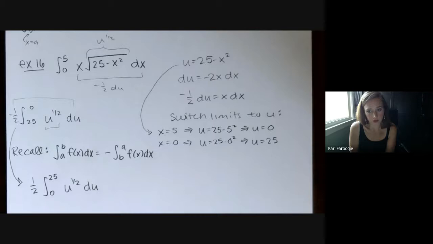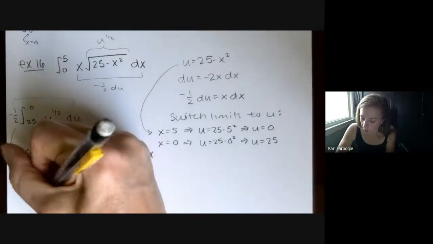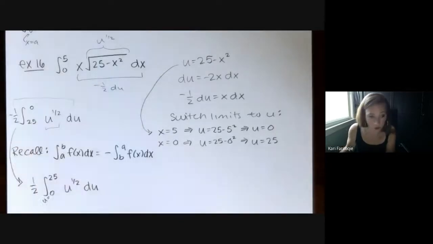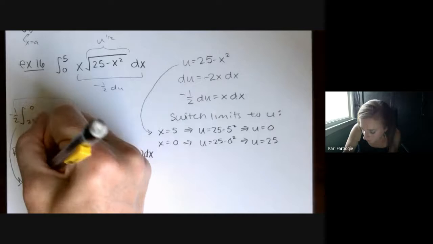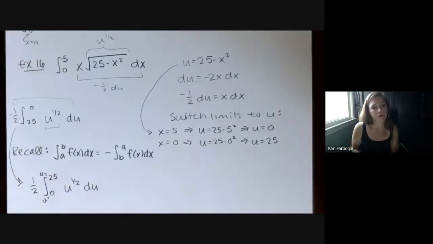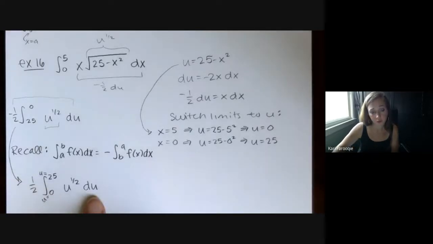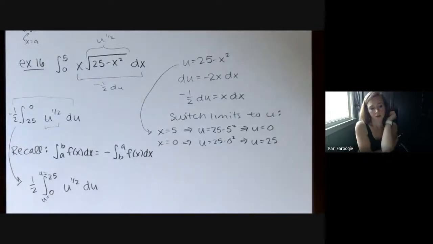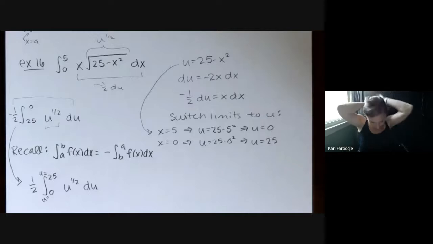Before I do that, are there any questions? And by the way, if it helps you, you can write u equals 0 and u equals 25 in your upper and lower limits. And if you do that, it might help you to understand that you're not supposed to back substitute. And in a minute, you'll kind of see why.